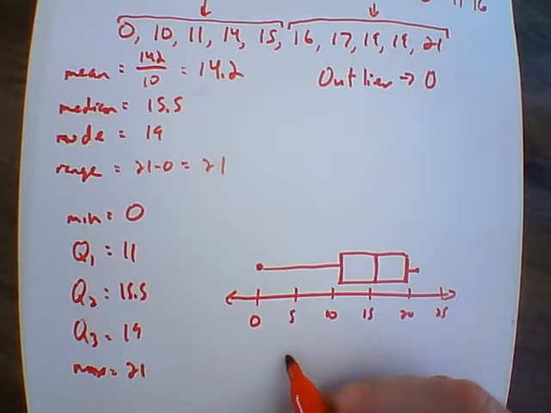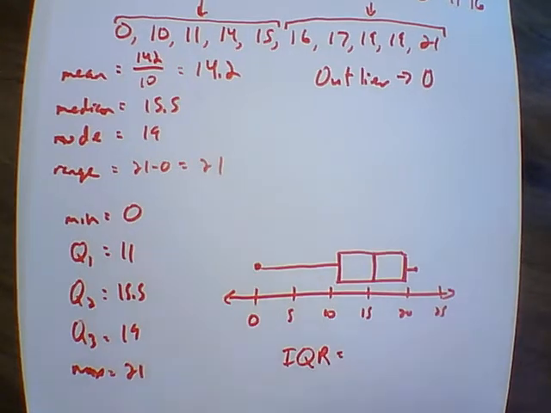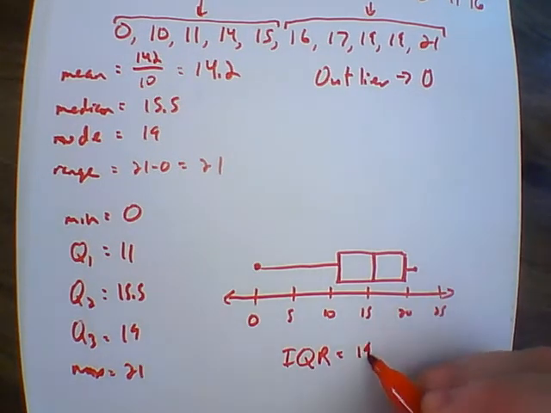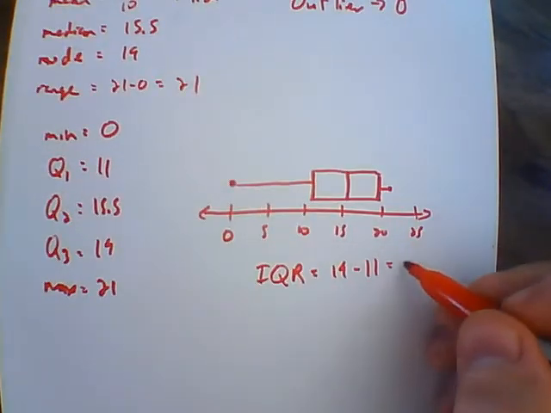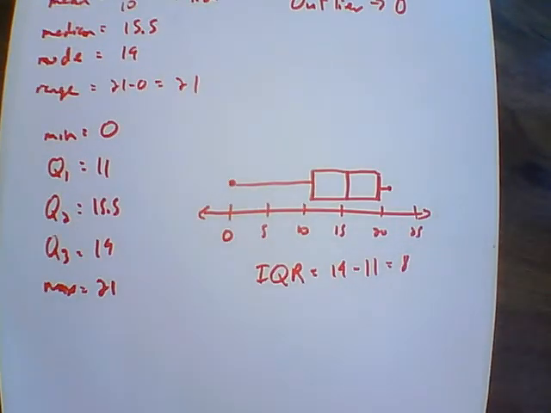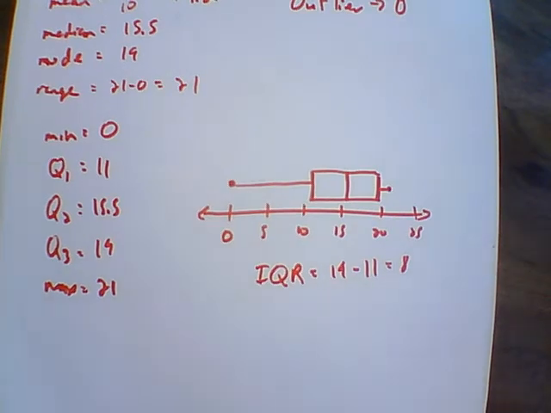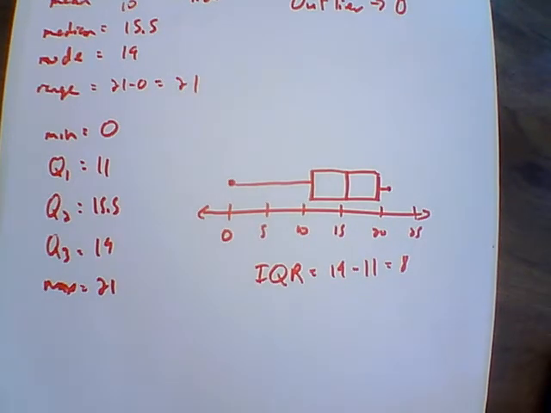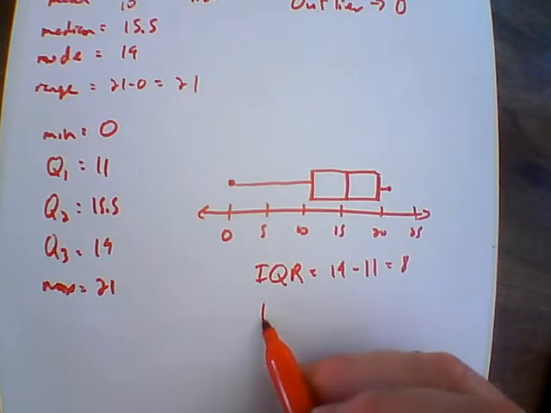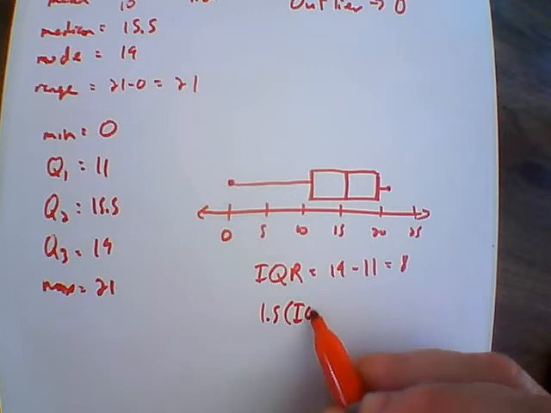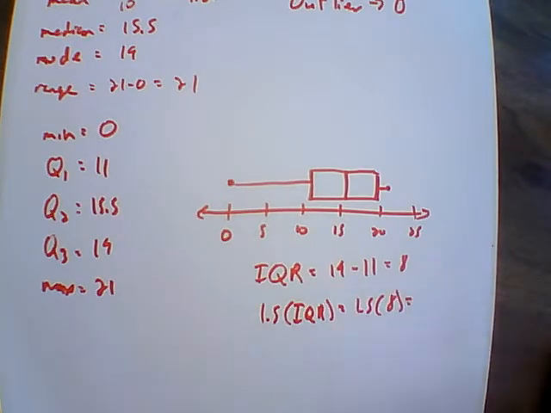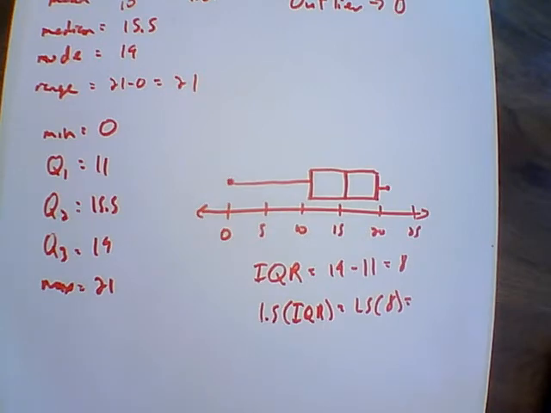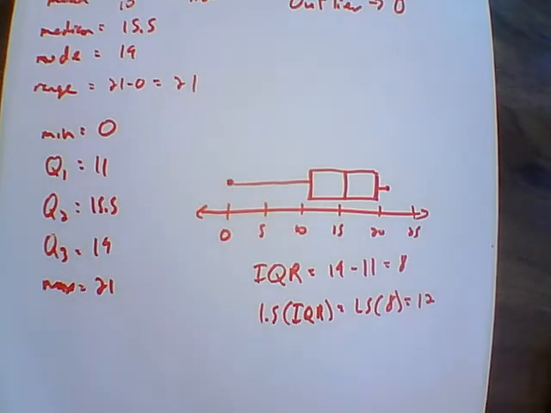The interquartile range. The interquartile range is 19 minus 11. So that would be 8. Okay. So if we take 19 minus 11, we get 8. Now, one of the things we're going to look at is we're going to take 1.5 times that interquartile range. So that's 1.5 times 8. So 1.5 times 8 equals 12.